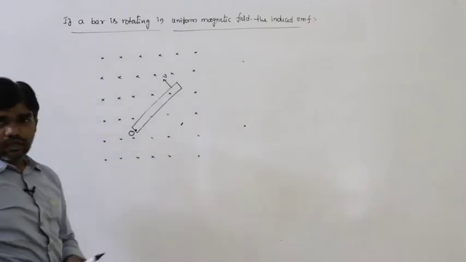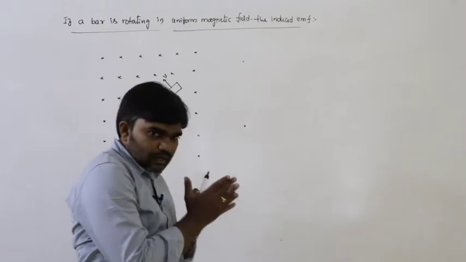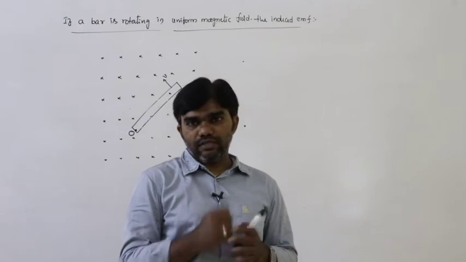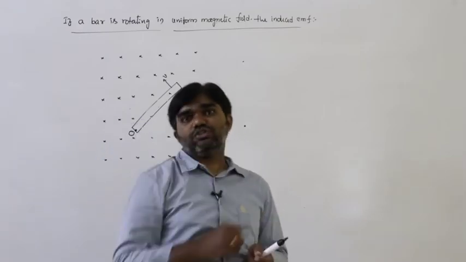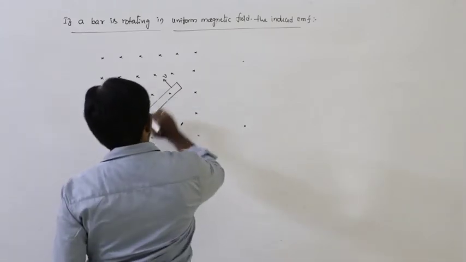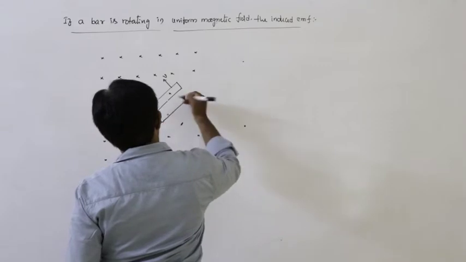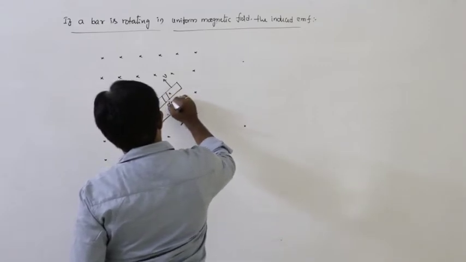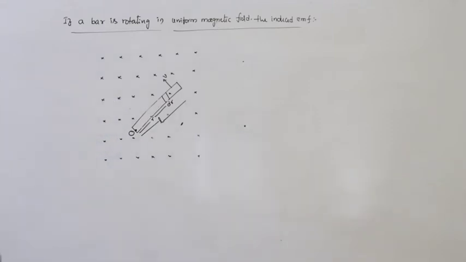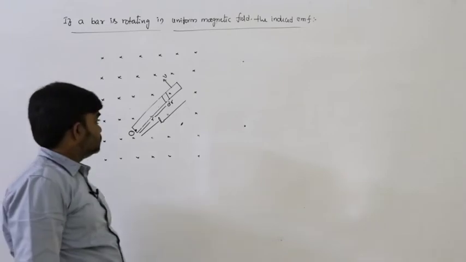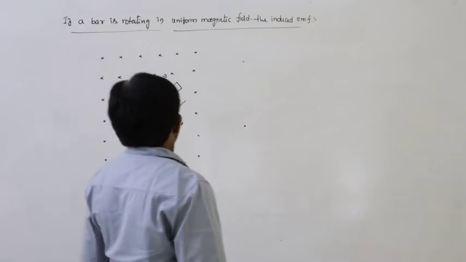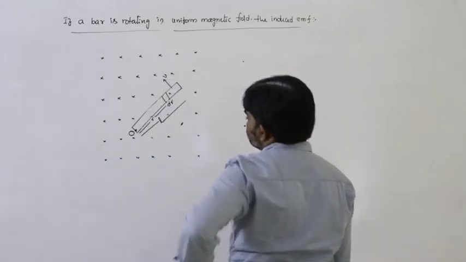Till now we discussed if the conductor is moving in the magnetic field with certain linear velocity, linear motion. But if it is in rotational motion, what happens here? Let us say the length of the bar is L. I am considering a small portion dr at a distance r. Then what is the induced EMF due to this?